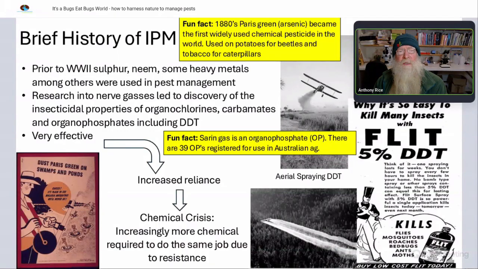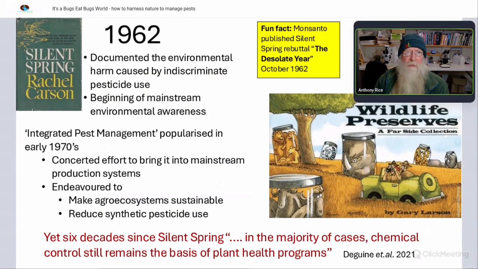But in turn, this has led to what they called at the time a chemical crisis, whereby more and more chemical was required to do the same job. This was largely due to resistance. In 1962, Rachel Carson published her groundbreaking book, Silent Spring, and it documented the environmental harm caused by indiscriminate use of pesticides, especially insecticides.